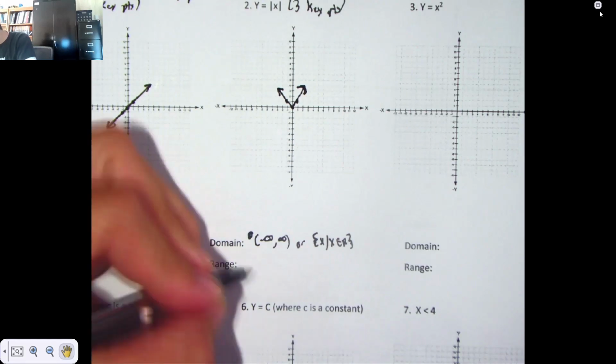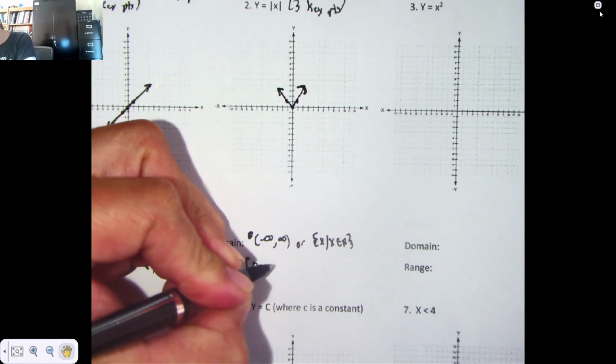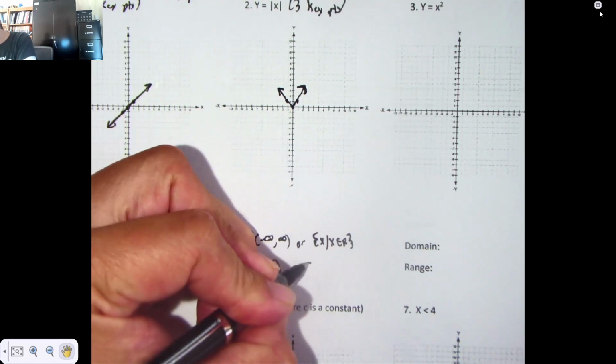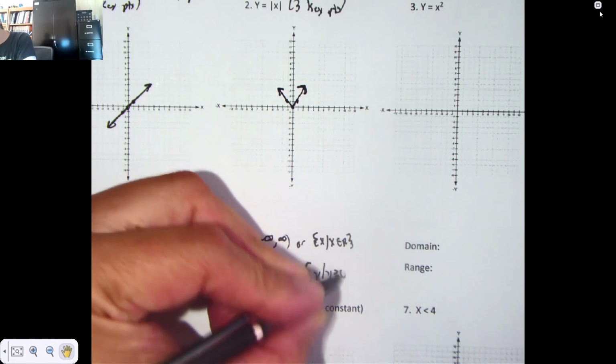Her range, her low y value is 0, her high y value is infinity. Or all values of y such that y is greater than or equal to 0.